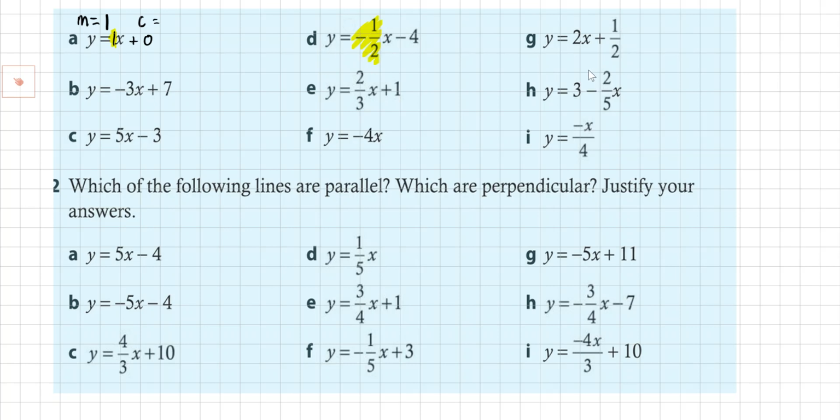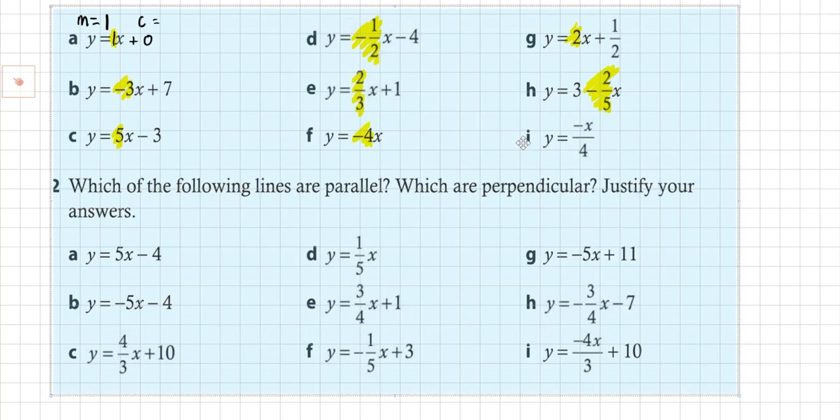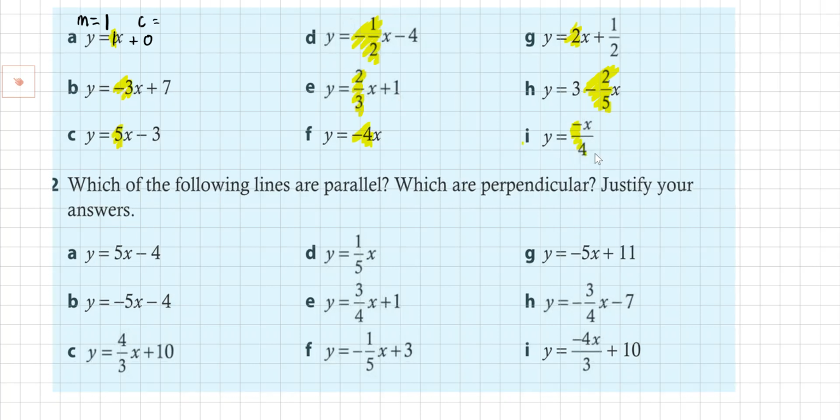Negative a half. Gradient on this one? 2. Gradient on this one? Negative 3. 2 over 3. It's actually negative 2 because it's next to the x, isn't it? This one? 5. This one? It's the negative and the divide by 4. So this one's a bit tricky. What did I tell you last time about another way to write this? Y equals negative 1 over 4x. So the gradient is actually negative 1 over 4.